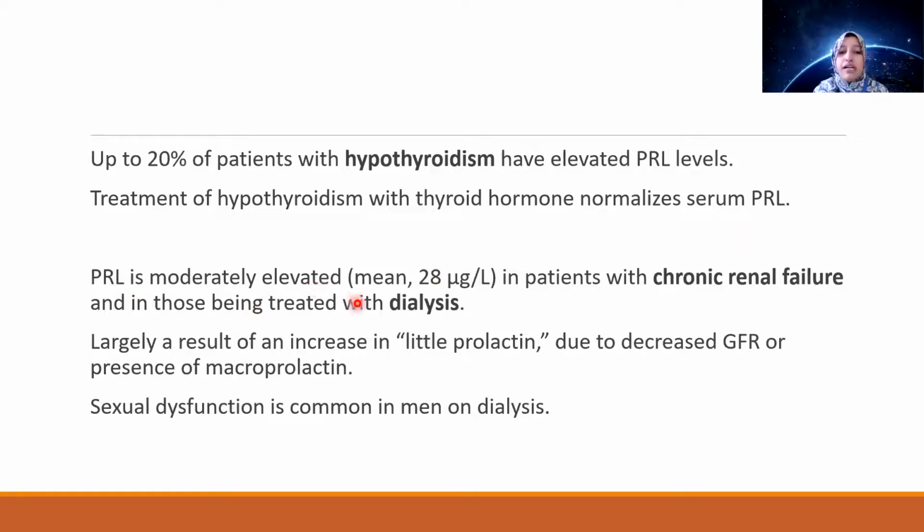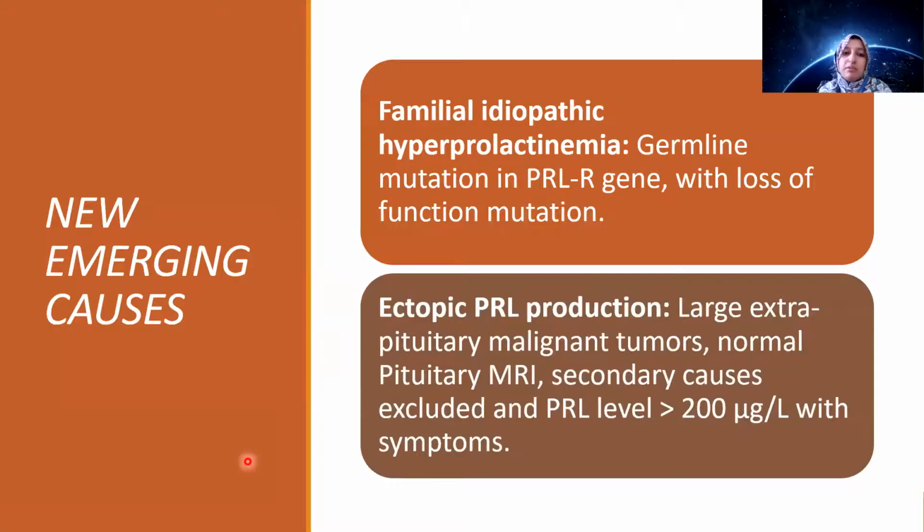Prolactin is moderately elevated, somewhere around 28 micrograms per liter, in patients with chronic renal failure and in those being treated with dialysis. Largely a result of an increase in little prolactin due to decreased GFR, or the presence of macroprolactin that takes place in case of CRF, that is the reason that prolactin would be high. In men who are on dialysis, there can be a problem with sexual dysfunction if they have hyperprolactinemia.